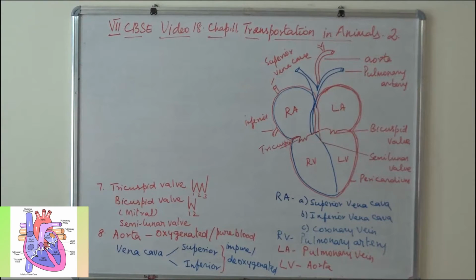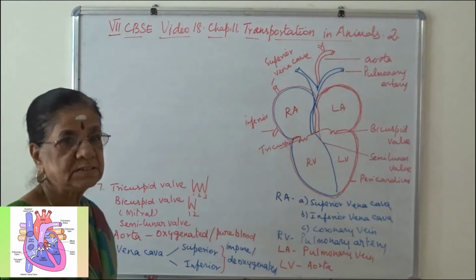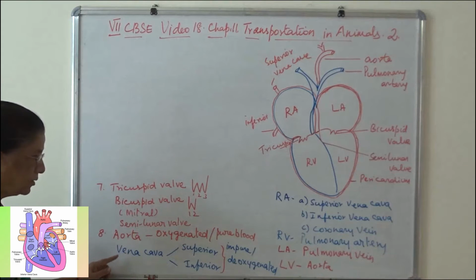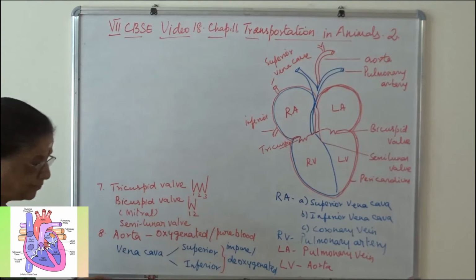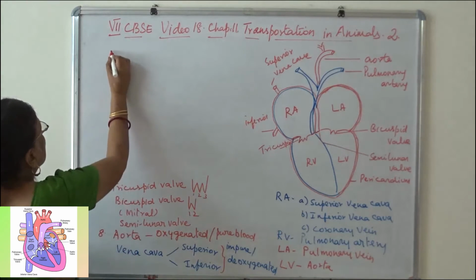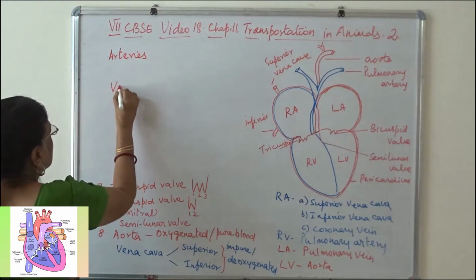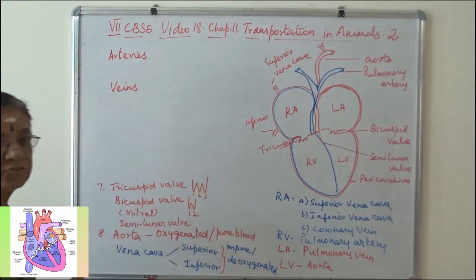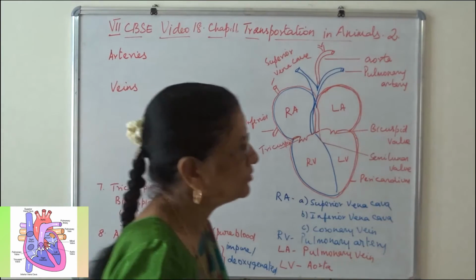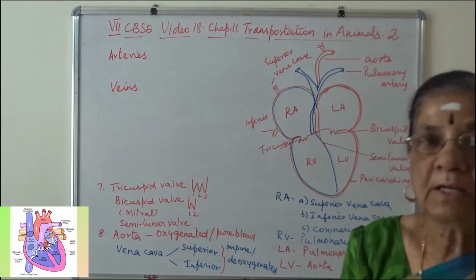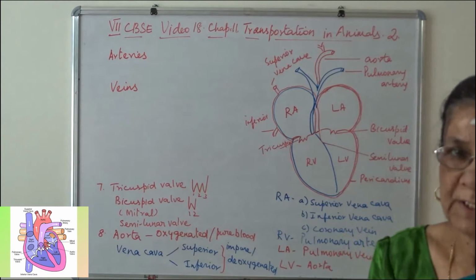Hello, 7th standard. We'll just continue with blood vessels. Now we are going to continue blood vessels. What is it? Blood vessel. The major blood vessels are aorta and vena cava. Then this aorta is branching into arteries and vena cava is collecting as veins.